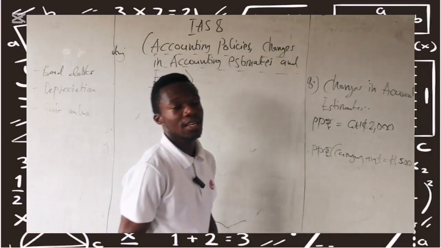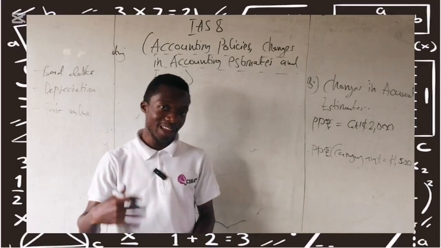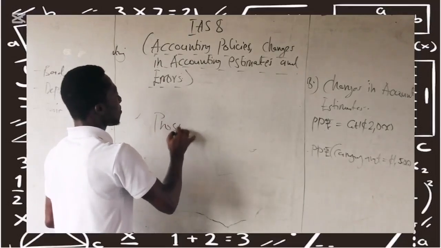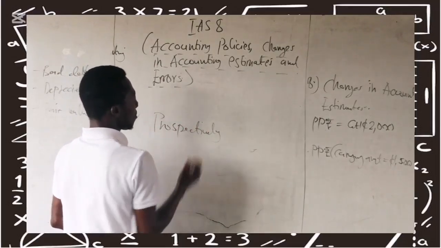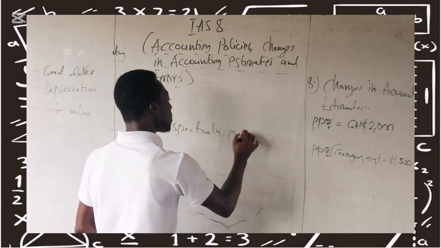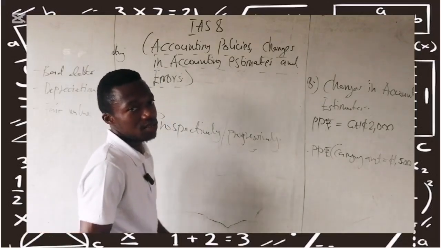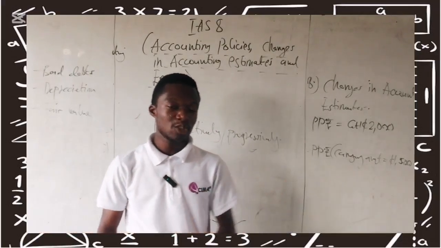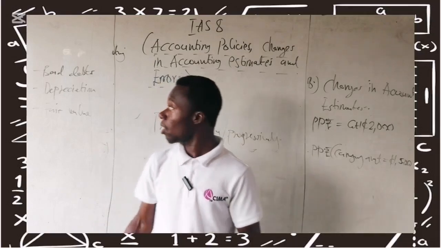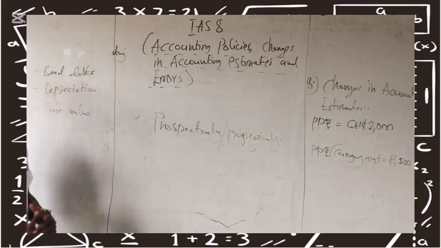So when it comes to the accounting estimate and its application, we are saying that when there is a change in accounting estimate, it's supposed to be applied prospectively, or progressively. It means that it's supposed to be applied now and even to the future financial statements. So all these things that you see here, bad debt, depreciation, fair value of an asset or liability, they're all based on estimate.